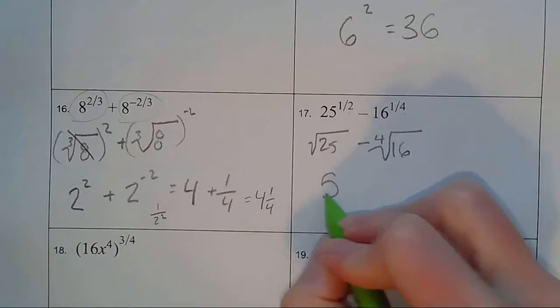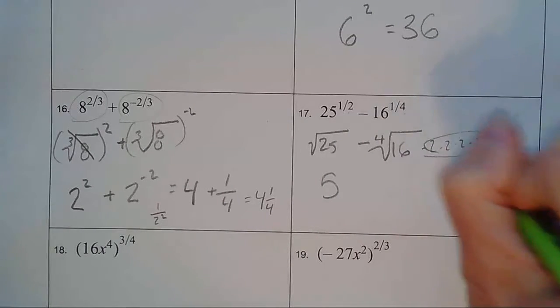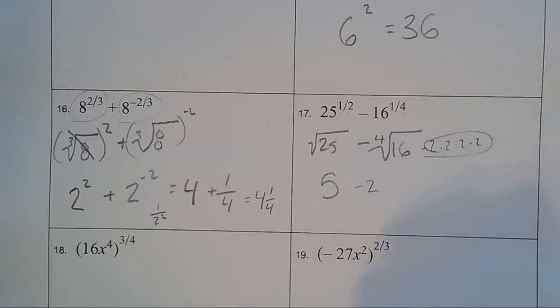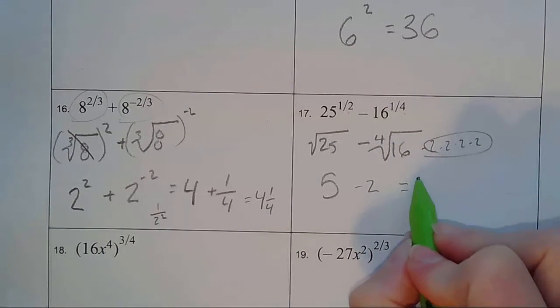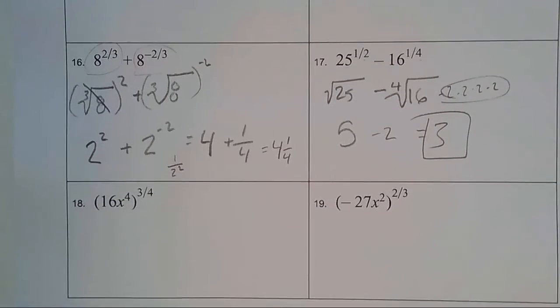Square root of 25 is 5. 4th root means 2 times 2 times 2 times 2. This guy's a 2. The whole thing is a 2 there. So then 5 minus 2 is 3. Okay, moving on down. I want to make sure I get to these last two.